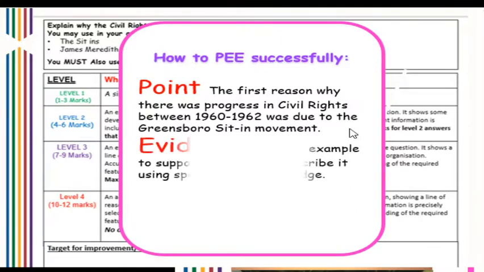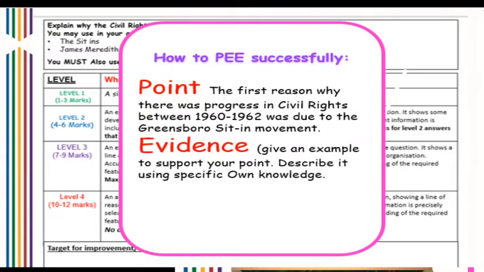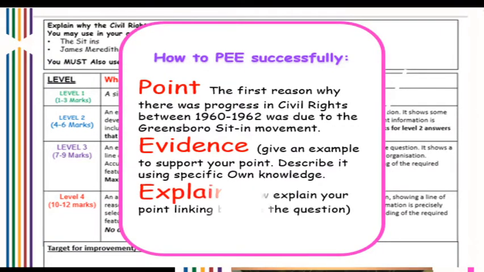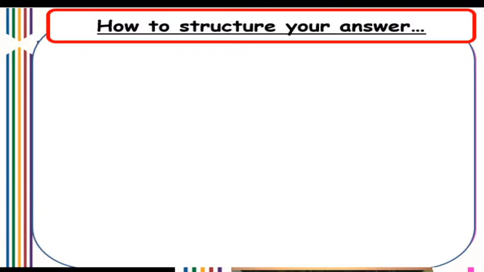And you need to have some evidence. So for evidence, give some example, describe what's going on. So for this paragraph, we will be describing what happened in the sit-in movement. What were the sit-ins? Tell the examiner. Don't presume that the examiner will know what the sit-ins are. You tell them. Tell them what the sit-ins are. Then you need to explain it. So link it back to the question. So how did those sit-ins lead to progress in the civil rights movement?